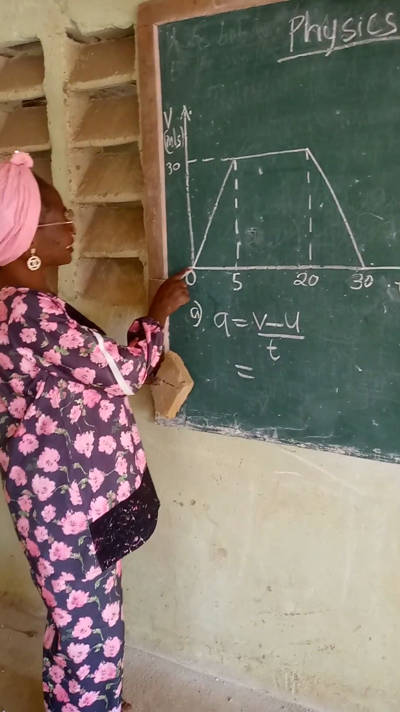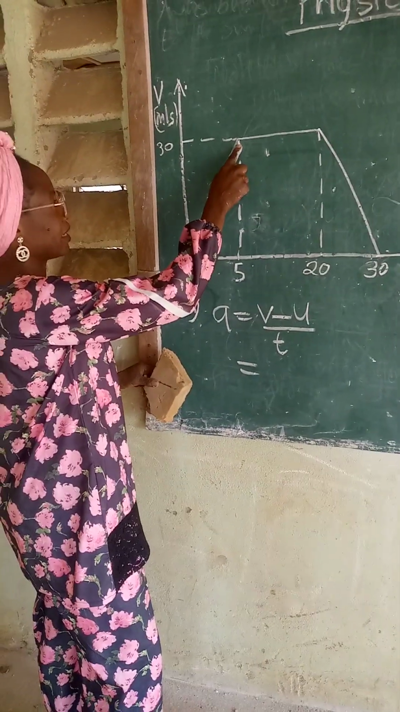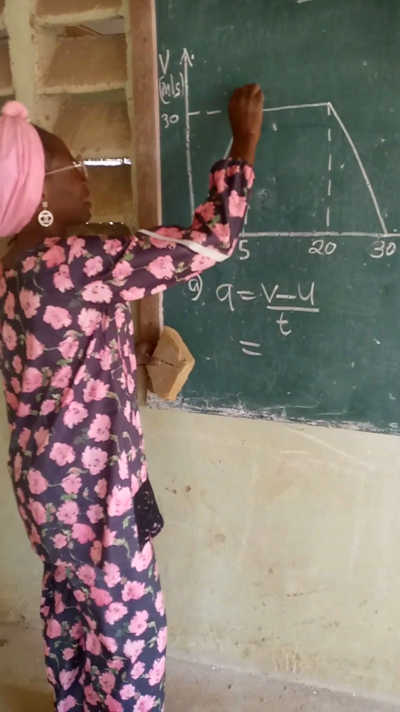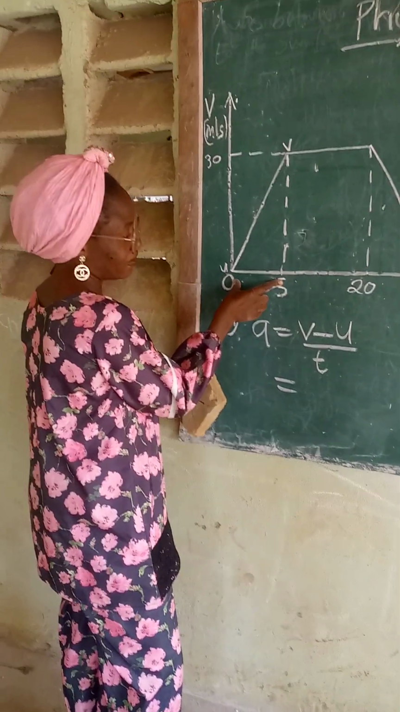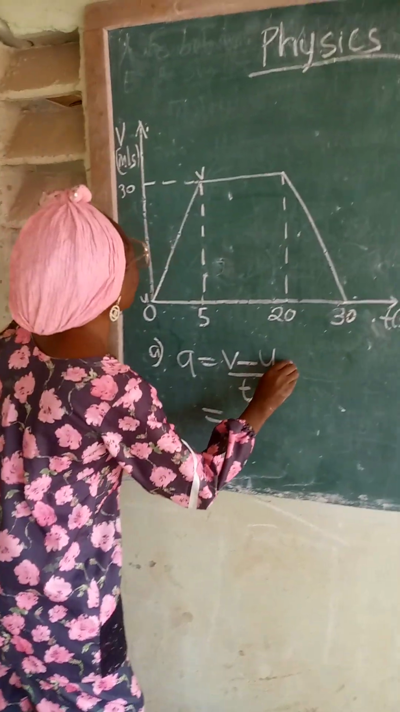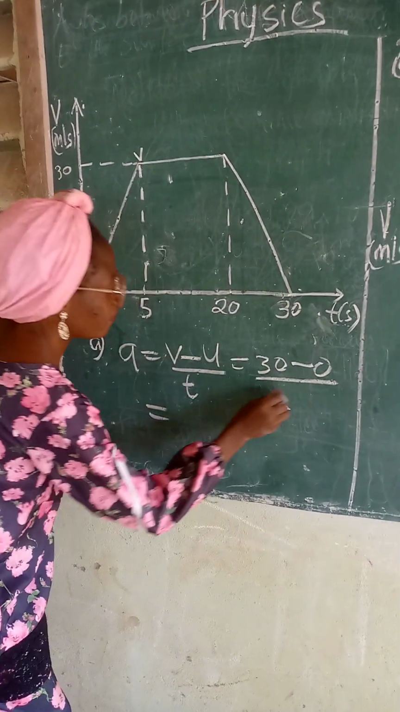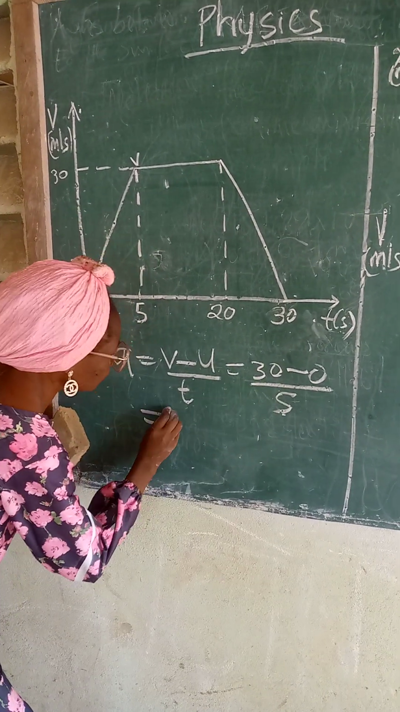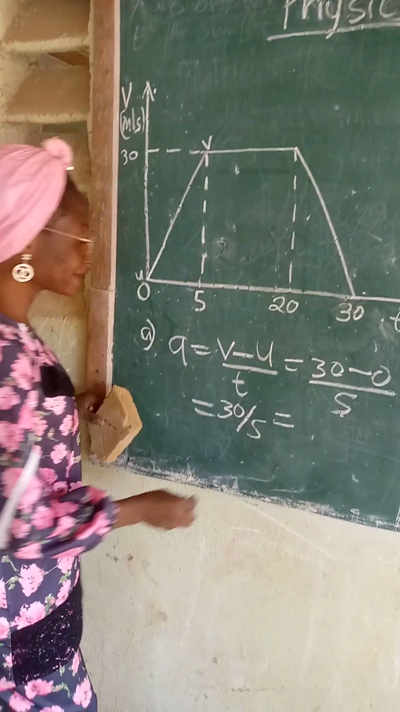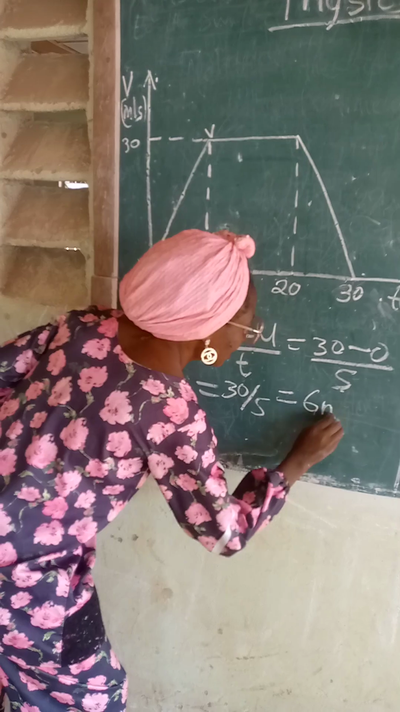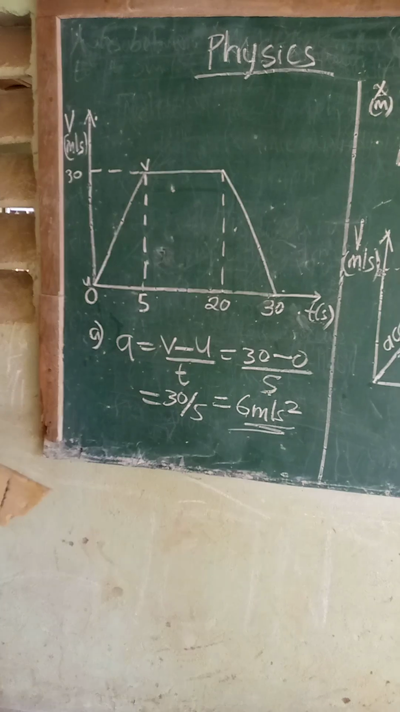Now, for acceleration, it started from here. It ended here. So, here will be our final and here will be our initial. And this is the time. 5 minus 0 is the time. So, if final is 30, we have 30 minus 0 all over 5. So, 30 minus 0 will give us 30 all over 5. 30 all over 5 is equal to 6 meters per second squared.